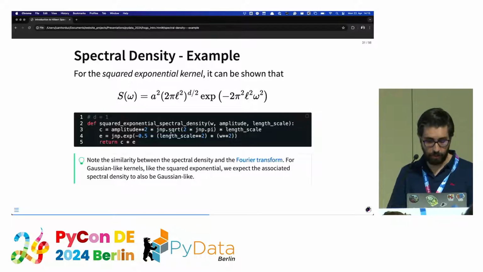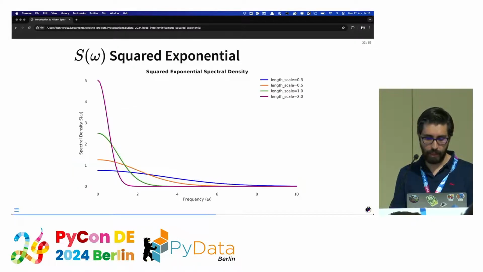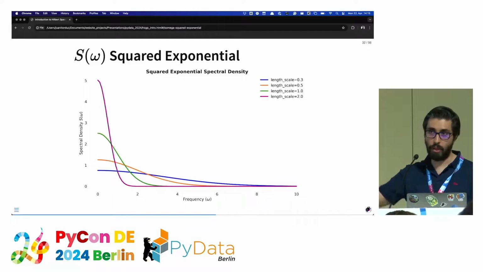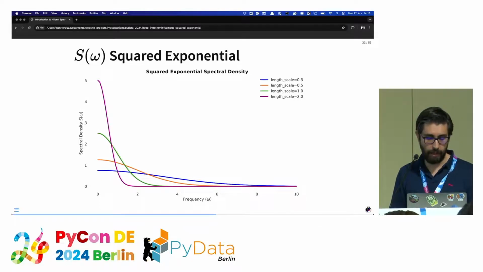So it's very simple. So again, think about this as a Fourier transform, where you don't need to think because these quantities are given. Yeah, and here I show how the spectral densities for the square exponential look. They have this feature that they always decay at infinity.